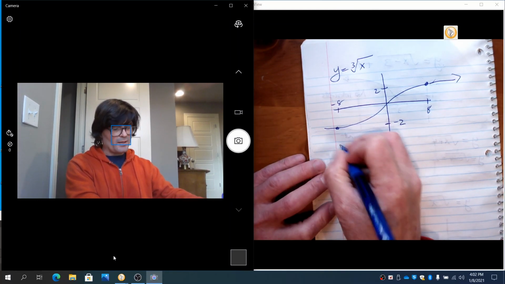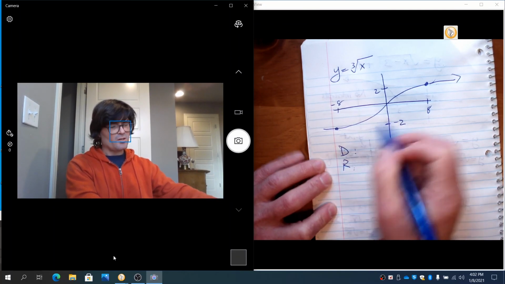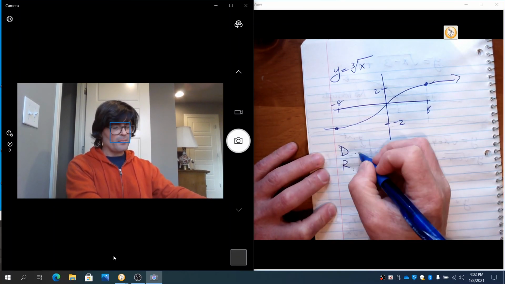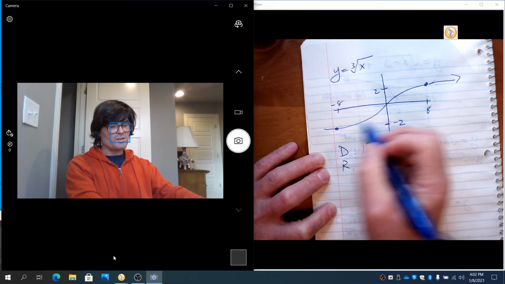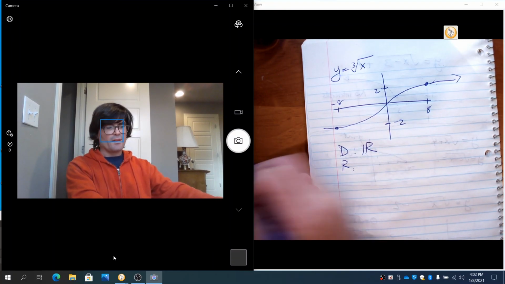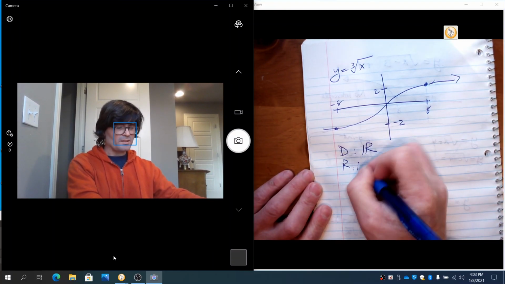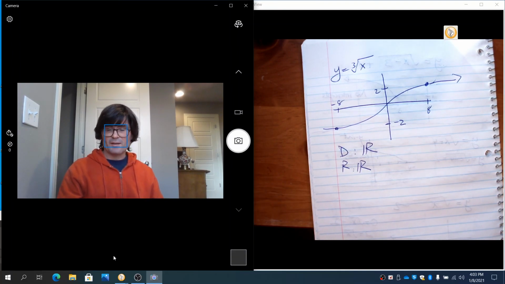The domain and the range, because this goes right forever and left forever, the domain is all real numbers. Also, since this goes down forever and this goes up forever, the range is all real numbers. So a little bit of a difference there in the domain and range. But all the other main features work the same.